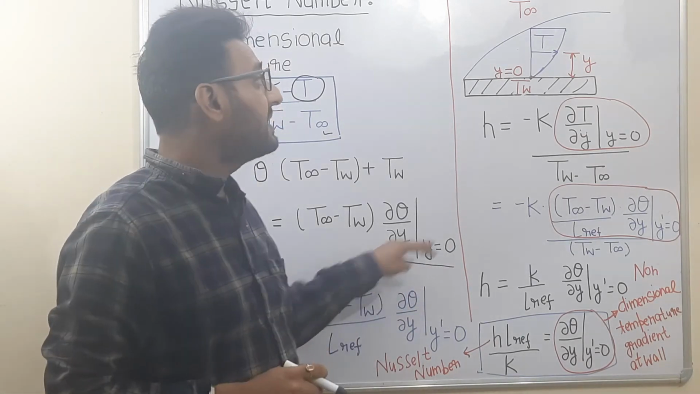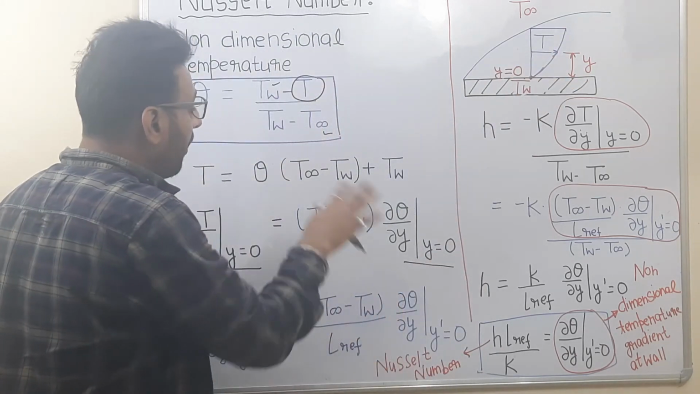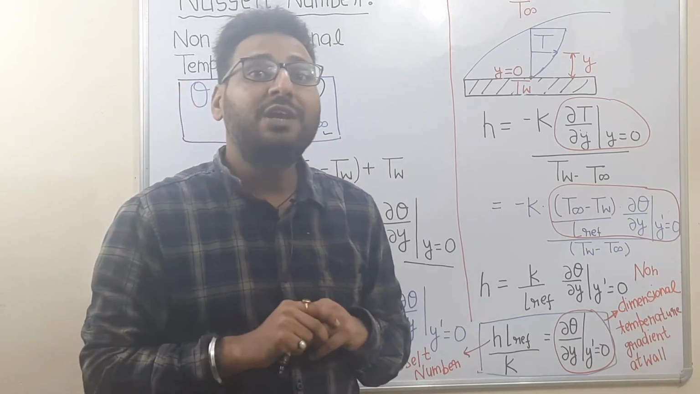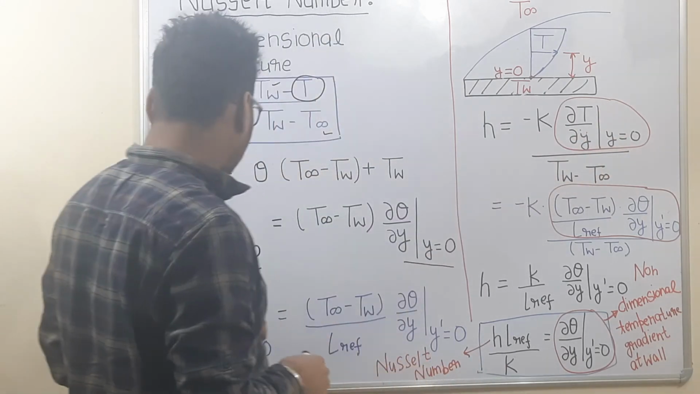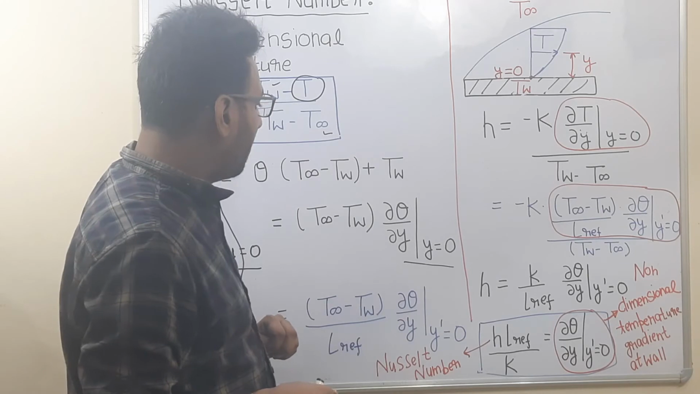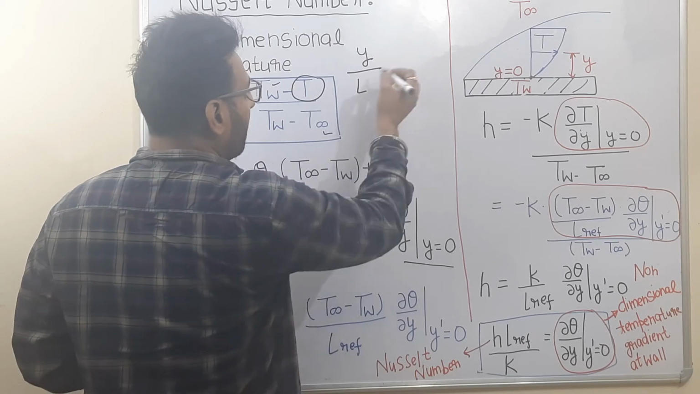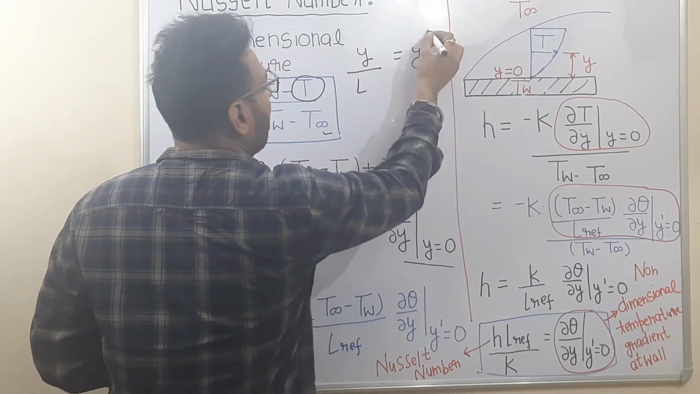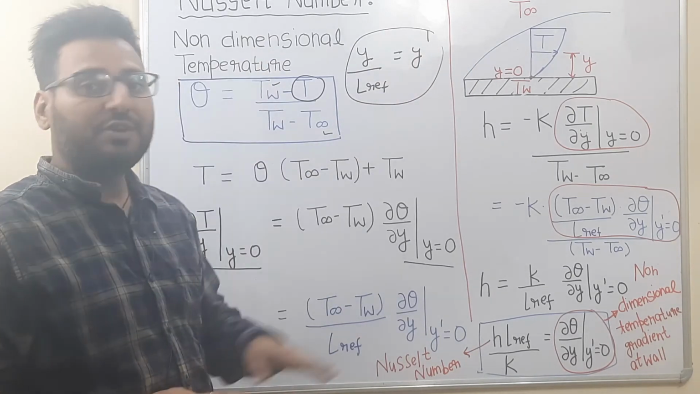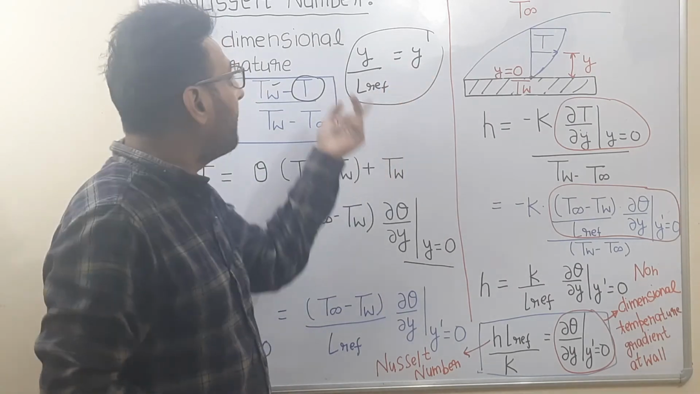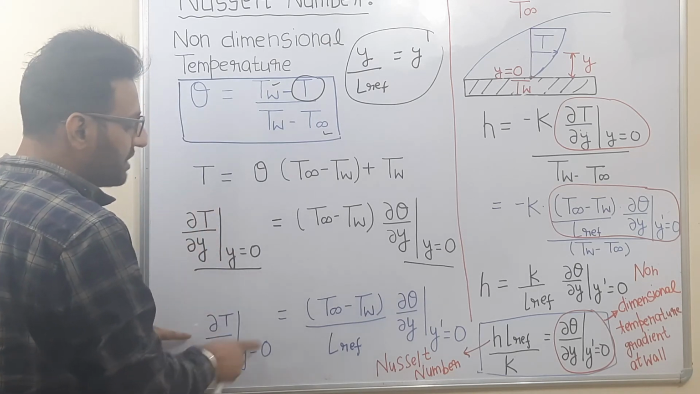Now here y is the distance of the point from the plate surface. In this expression, all other terms are non-dimensionalized, so we need to non-dimensionalize the distance y also. To non-dimensionalize y, we need to divide y by a reference length. The non-dimensionalized form of y is y dash, and y dash is y upon L reference. After substituting the non-dimensionalized form of y, we can determine the value of temperature gradient del T upon del y at y equal to 0 like this.